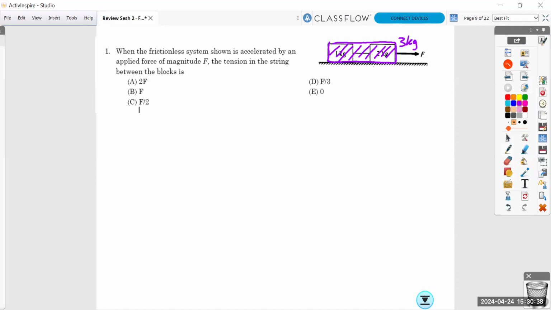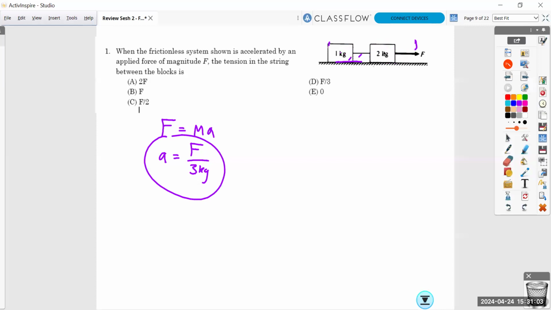So what we can do is look at the system as a whole. You're applying a force F, right? F equals ma, in which case the acceleration of this system is just going to be F divided by 3 kilograms, right? Okay, so that's the acceleration of the whole system. And now we open the box.